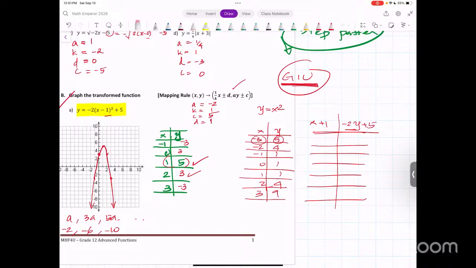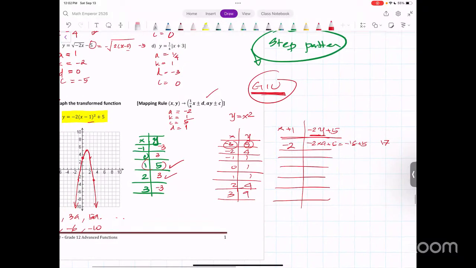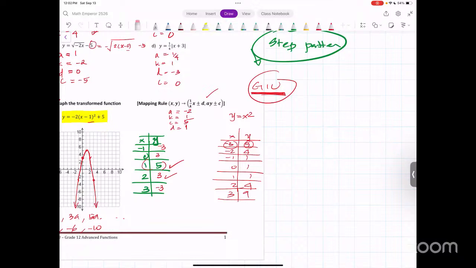-3 plus 1 is -2. -2 times y, -2 times 9 plus 5. -18 plus 5 is... I'm still not getting my number. What am I doing wrong? I got -13. No way. My c is 5. My c value is 5. Okay, let me rewrite my formula. Why are my points not matching?